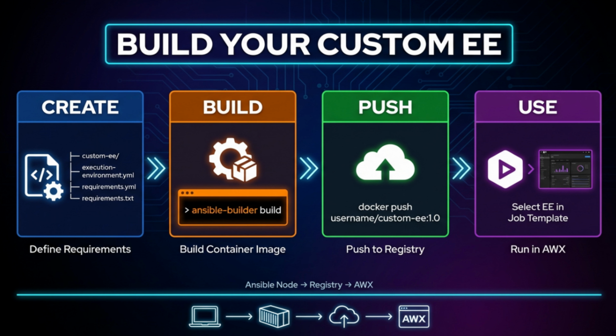Alright, here is the workflow for today. Four simple steps. Create, build, push, and finally use. First, we'll create our dependency files. I'll walk you through each one. Then we'll use Ansible Builder along with Docker or Podman to build the container image. For the package management, we are using UV. It's a new Rust-based Python tool that is significantly faster than pip. Really nice to work with. Once it is built, we'll push that image to AWS and then select it in the job template and we are done. That's the whole pipeline.